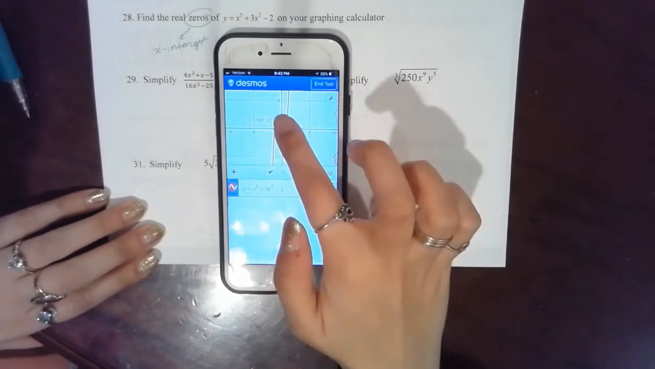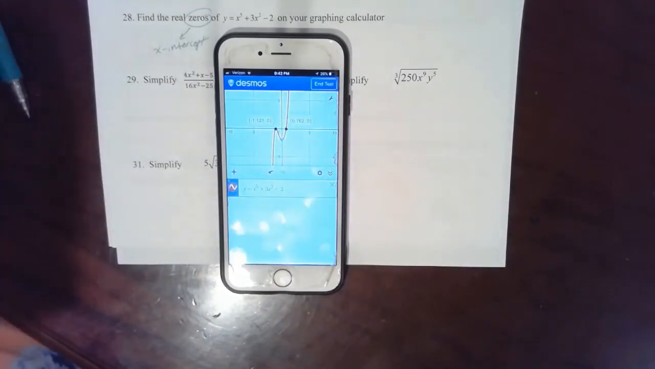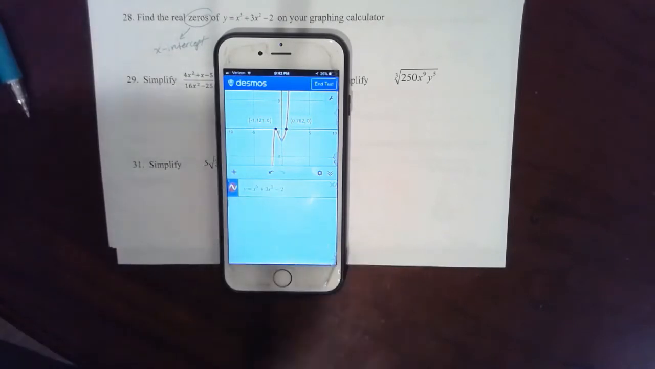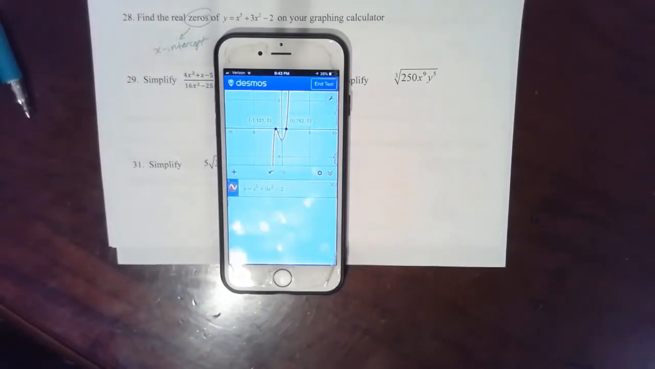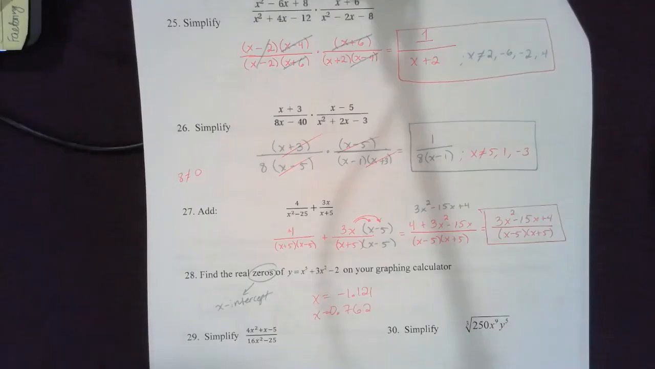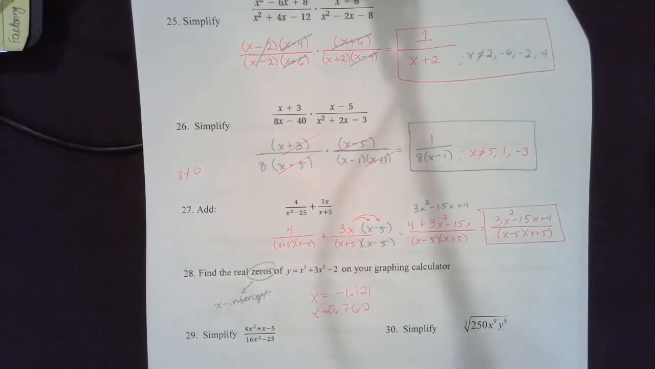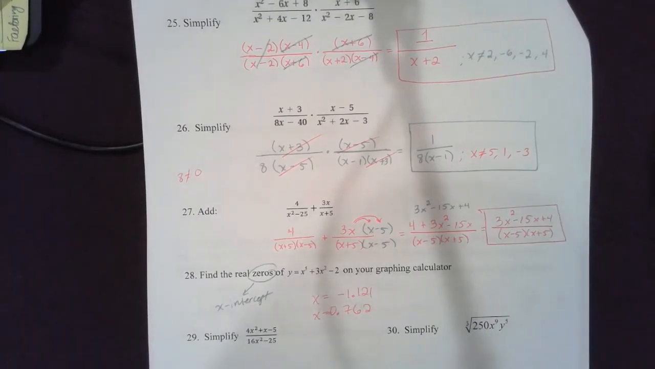Oops. Laptop is about to die, so let me charge it and I'll be right back. Alright, sorry guys, I'm back. Laptop was starting to die. Alright, waiting for it to catch up.